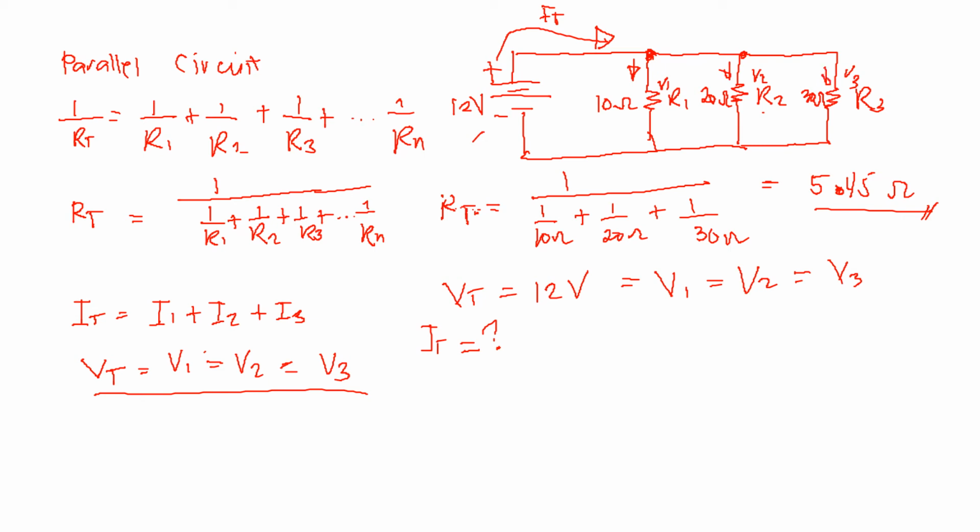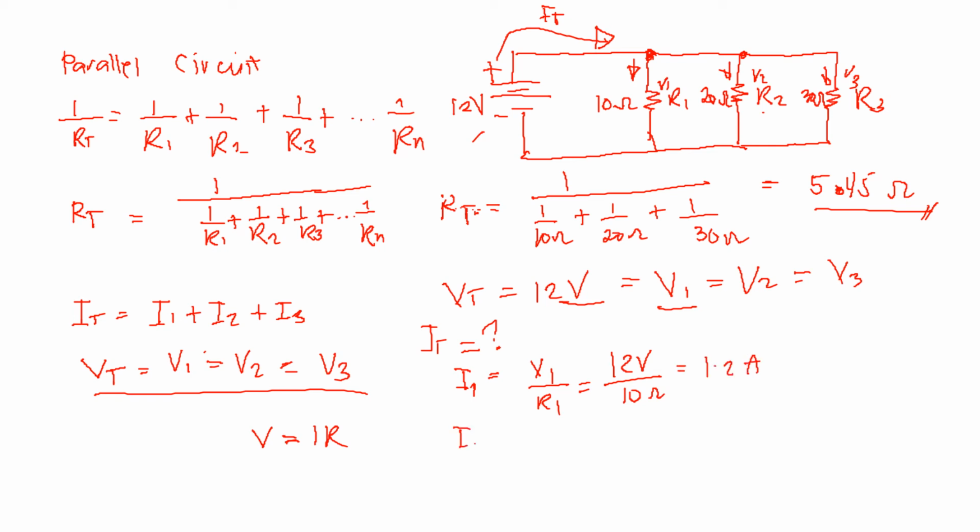So let's first solve for I1. Recalling Ohm's law, V equals IR. So I1 is just V1 over R1. Our V1 here is also 12 volts. So 12 volts over R1, 10 ohms. The answer is 1.2 amperes.